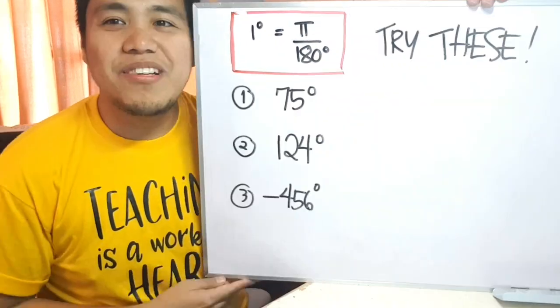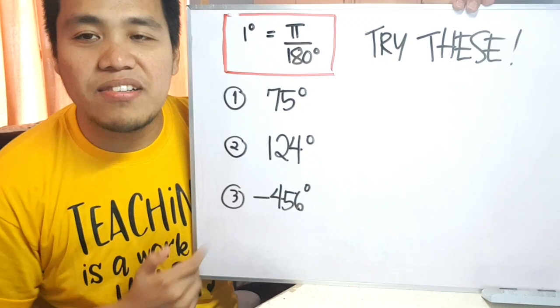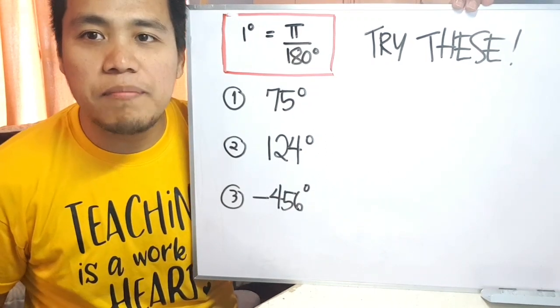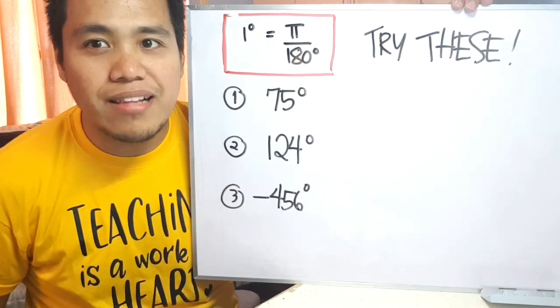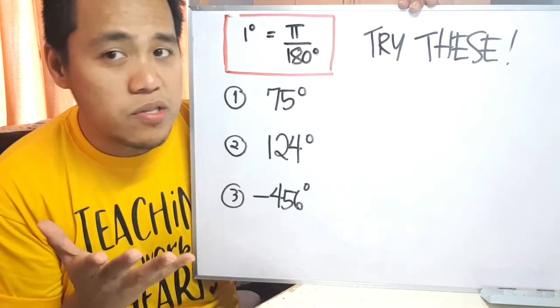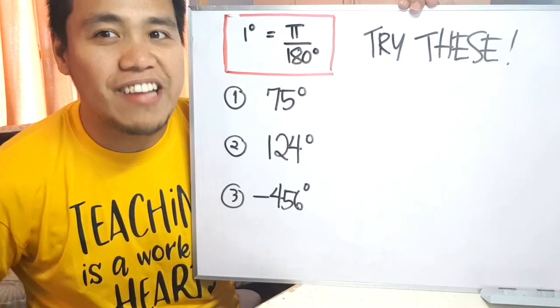Now, it's your time to shine. So guys, try to answer these three. Convert these to radian measure. I'll give you 10 seconds. You may pause this if you want more time before revealing the answer.